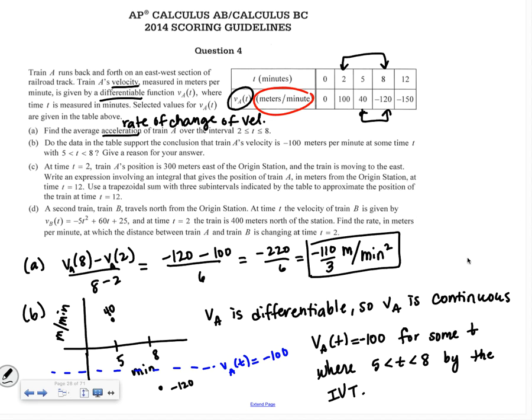All right, so kind of tricky. Whenever you see an interval, 5 to 8 or whatever, and it's saying, does this support the conclusion, think about those 2 theorems: mean value theorem, intermediate value theorem. And this one had nothing to do with the derivative. It had to do with the actual values.